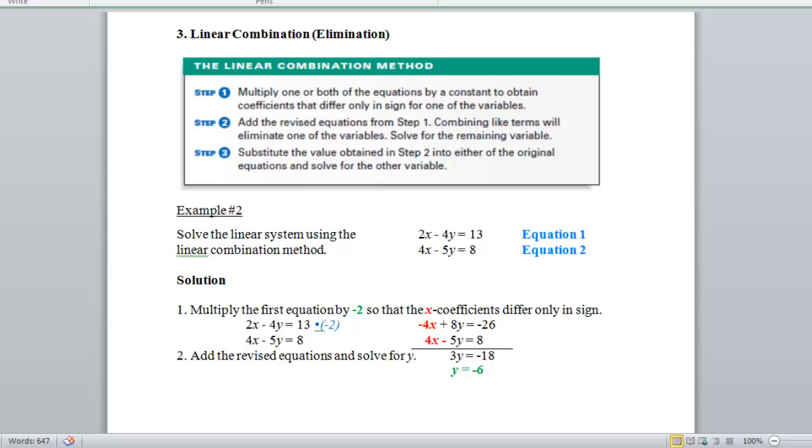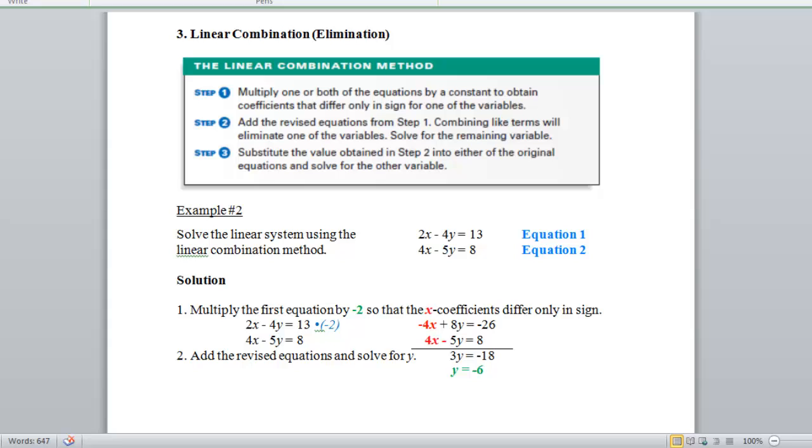Basically, if we look at example number 2, we'll follow the steps in example number 2. What we basically are looking to do is to stack these equations on top of each other. But what we're hoping to do is to create a situation where one of the variables, either the x or the y, has an opposite from each other so that we can combine the terms together so that they eliminate each other, and that's where the word elimination comes from.